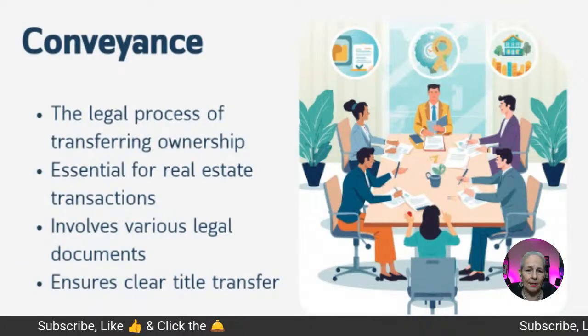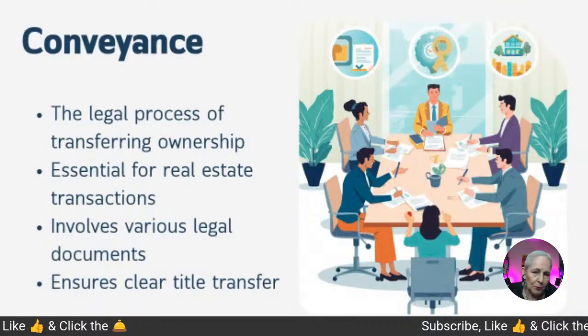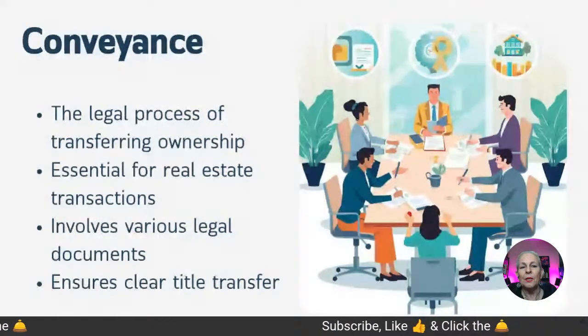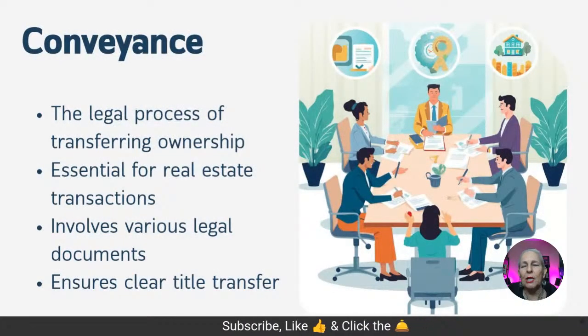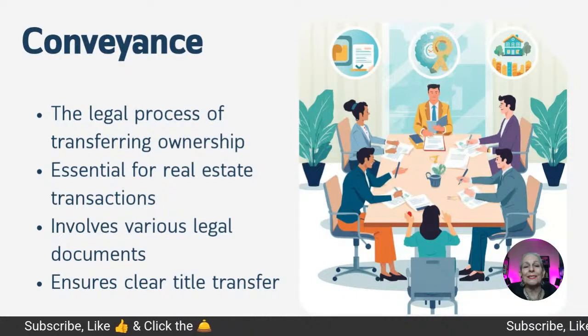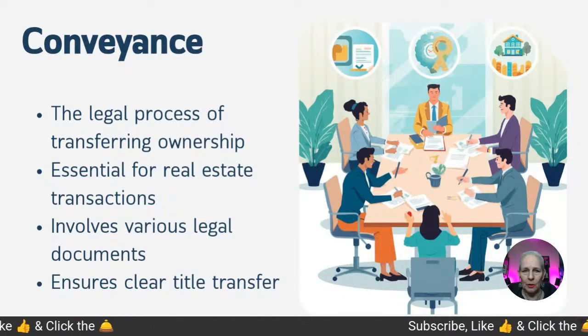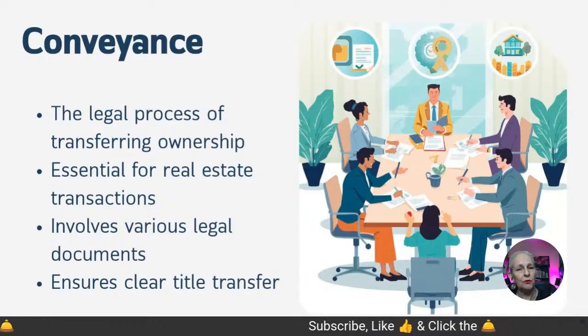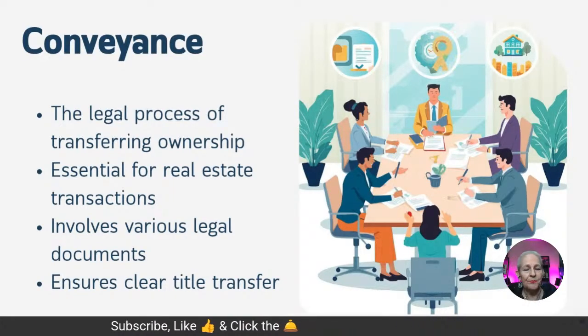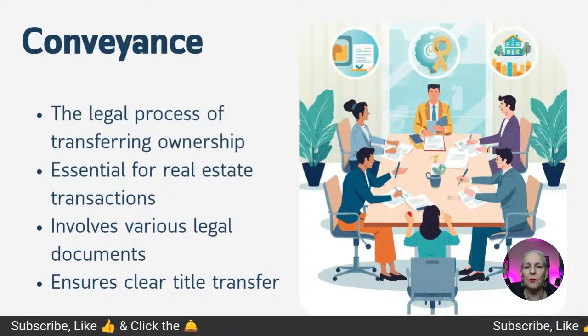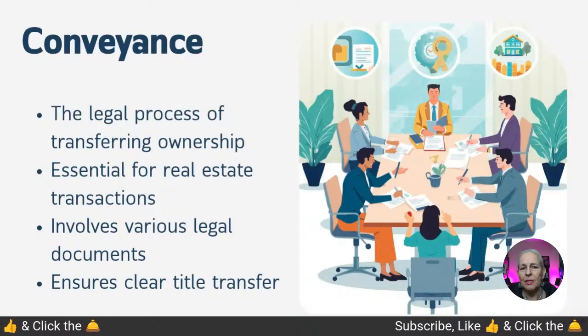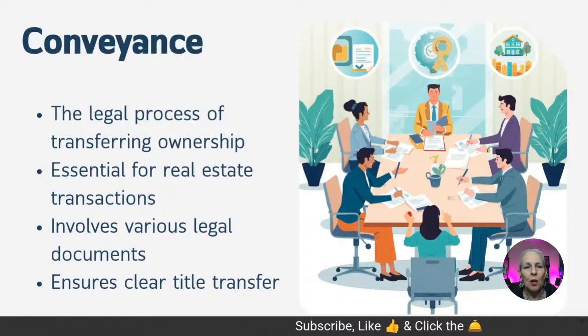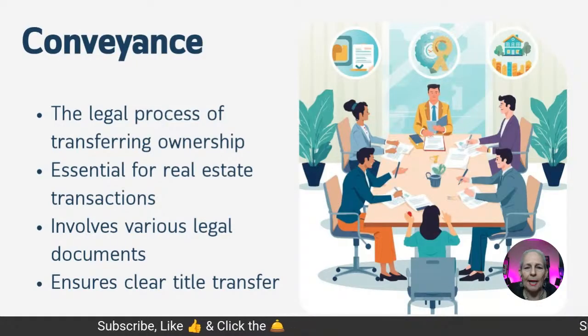All right, conveyance. What is conveyance? So here you have a lot of people signing documents. The legal process of transferring ownership. Who transfers ownership? The owner, the seller, the grantor conveys ownership to the buyer, who is going to become the new owner, right? So it is essential for real estate transaction. And what is the owner signing to transfer ownership? It is the deed. The seller signs the deed.